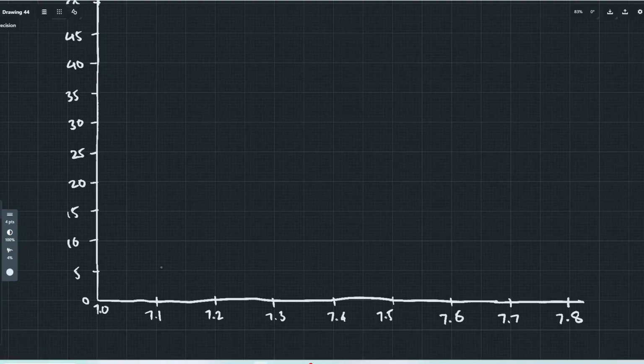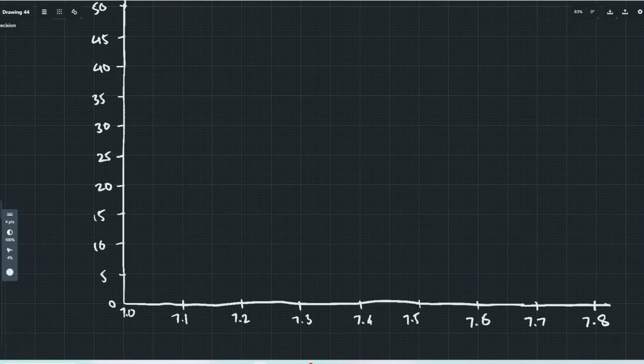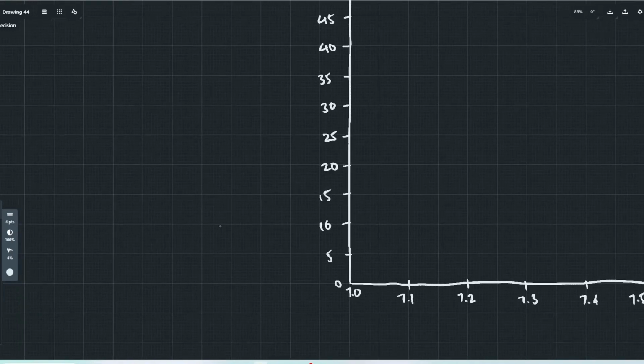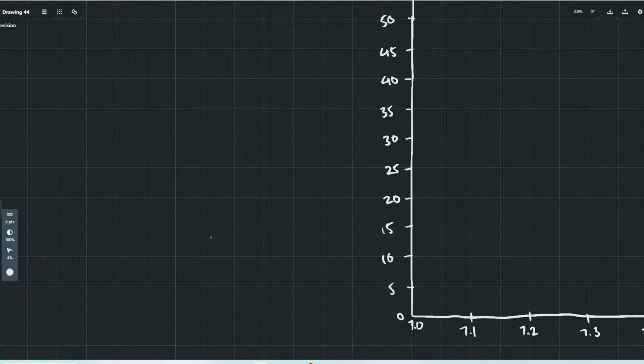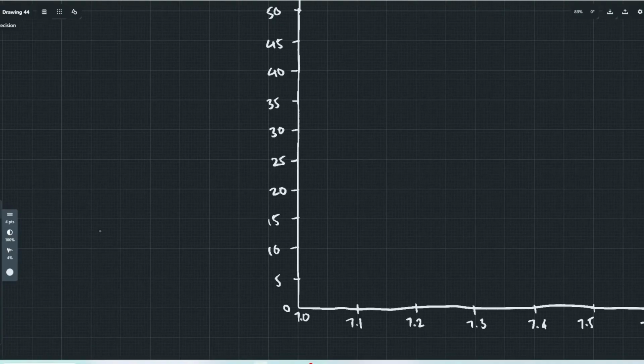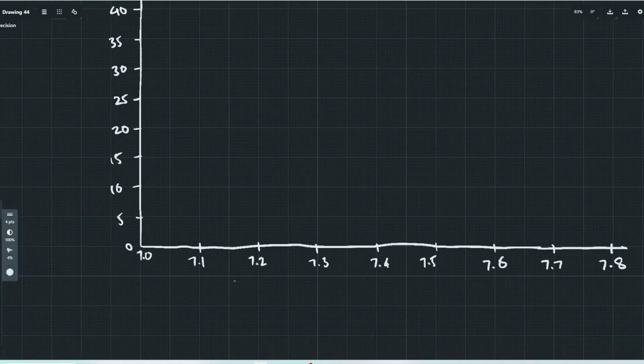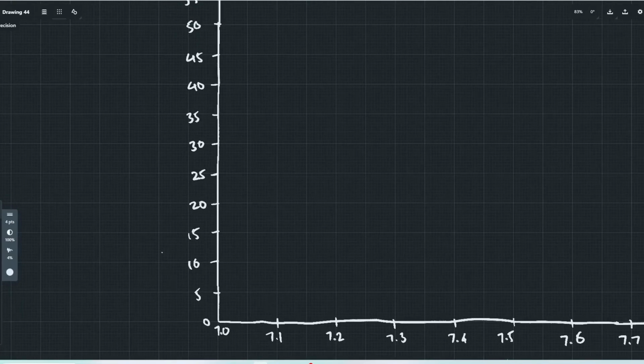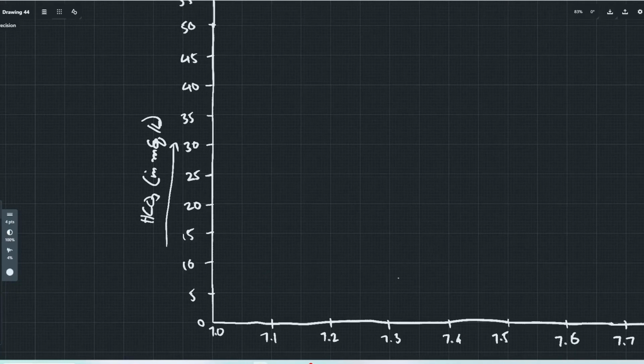Now actually, how can we draw the graph on this? To draw the graph, we need to understand a few things. Let me tell you by the way what these x-axis and y-axis are. This is the pH, right? This is the pH, and here is the HCO3 level. HCO3 level is not in mmHg, it is in milliequivalents per liter. Yes.